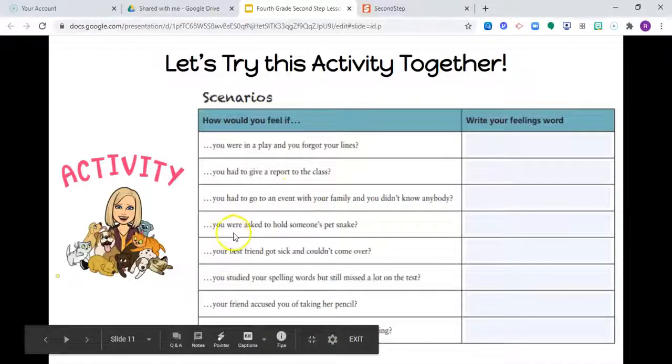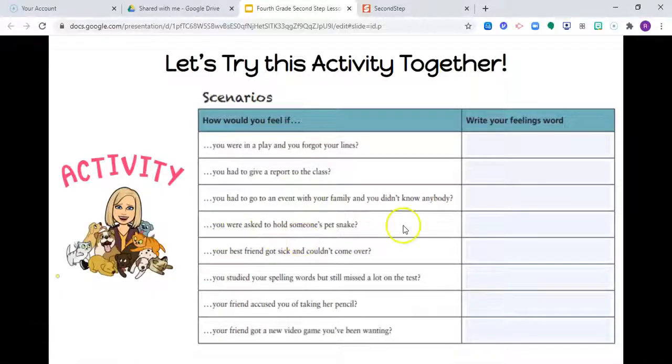How does it make you feel when you're asked to hold someone's pet snake? Is that something you want to do? How do you feel if your best friend gets sick and couldn't come over to play with you?